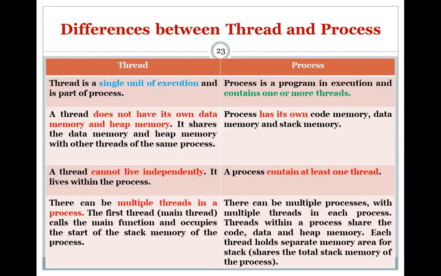There can be multiple threads in a process. The first thread calls the main function and occupies the start of the stack memory of the process. Whereas process is a program in execution and contains one or more threads. Process has its own code memory, data memory, and stack memory. A process contains at least one thread. There can be multiple processes with multiple threads in each process. Threads within a process share the code, data, and heap memory. Each thread holds a separate memory area per stack.